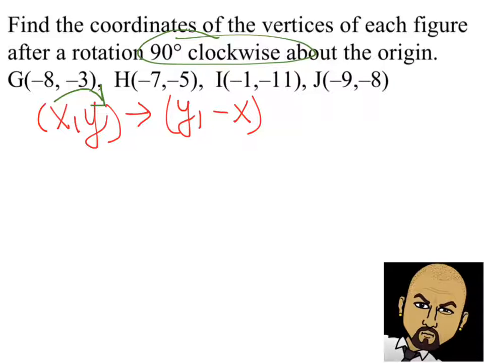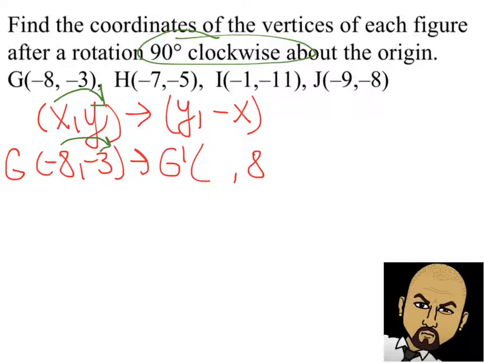All right, that's kind of tricky. Just make sure you remember I showed you guys some hand motions. Let's go ahead and rotate vertex G. All right, so the x value is going to jump over, which is negative 8, and it becomes positive, the opposite. And then our negative 3 just slides right over and becomes our new x coordinate in the image.